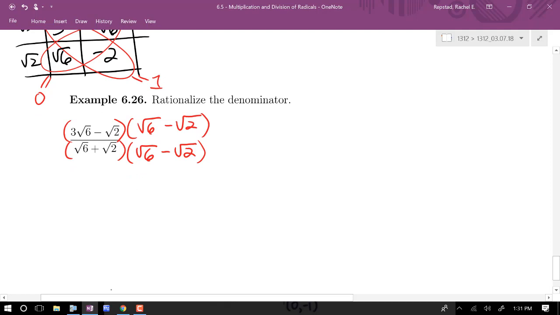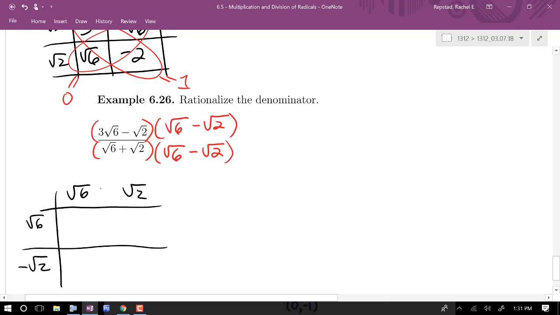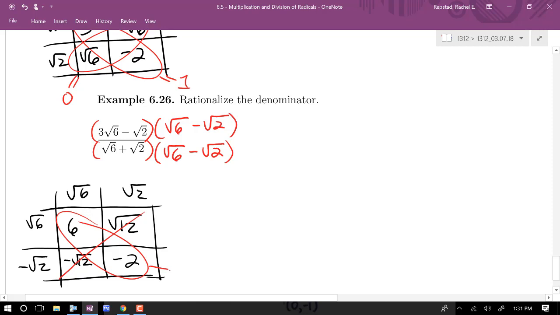So I got a couple of products to find here. I'll do the bottom first. So I got root 6, root 2, and then root 6 minus root 2. Root 6 times root 6 is 6. Root 6 times root 2 is root 12. Root 6 times negative root 2 is a negative root 12. And negative root 2 times root 2 is negative 2. So again, these radical terms cancel. And we've got 6 minus 2, which is 4. So that's what goes on the bottom.